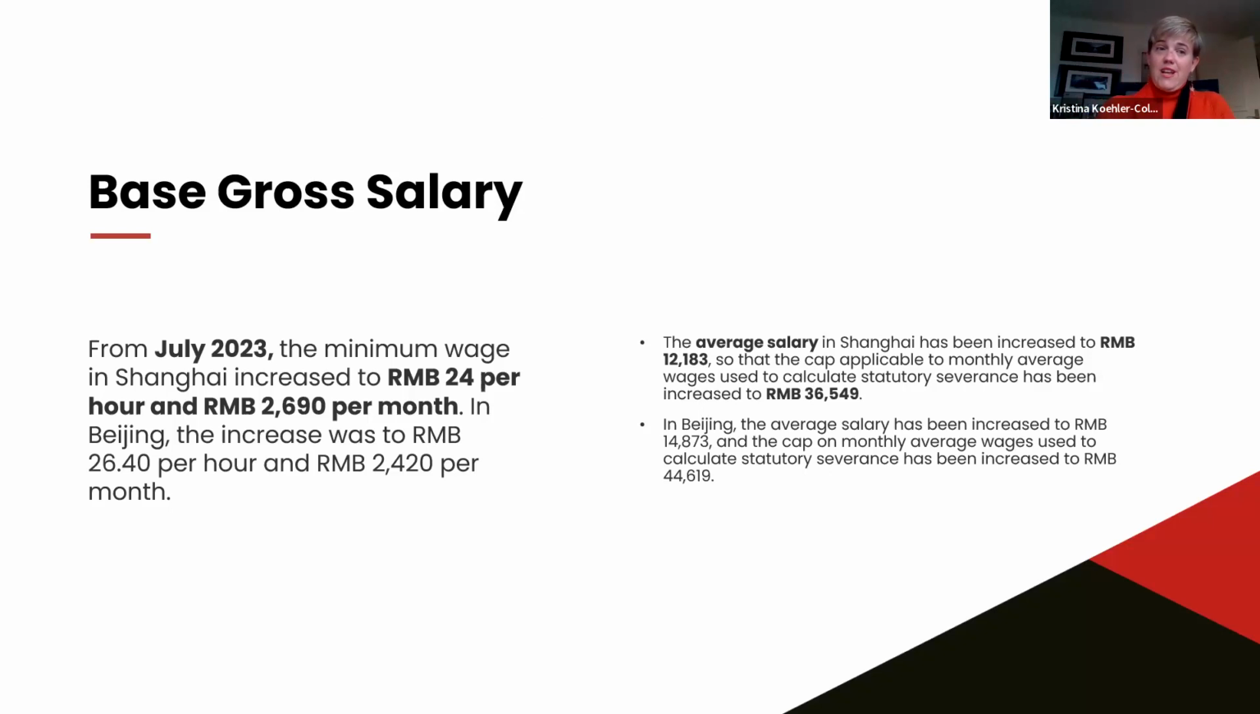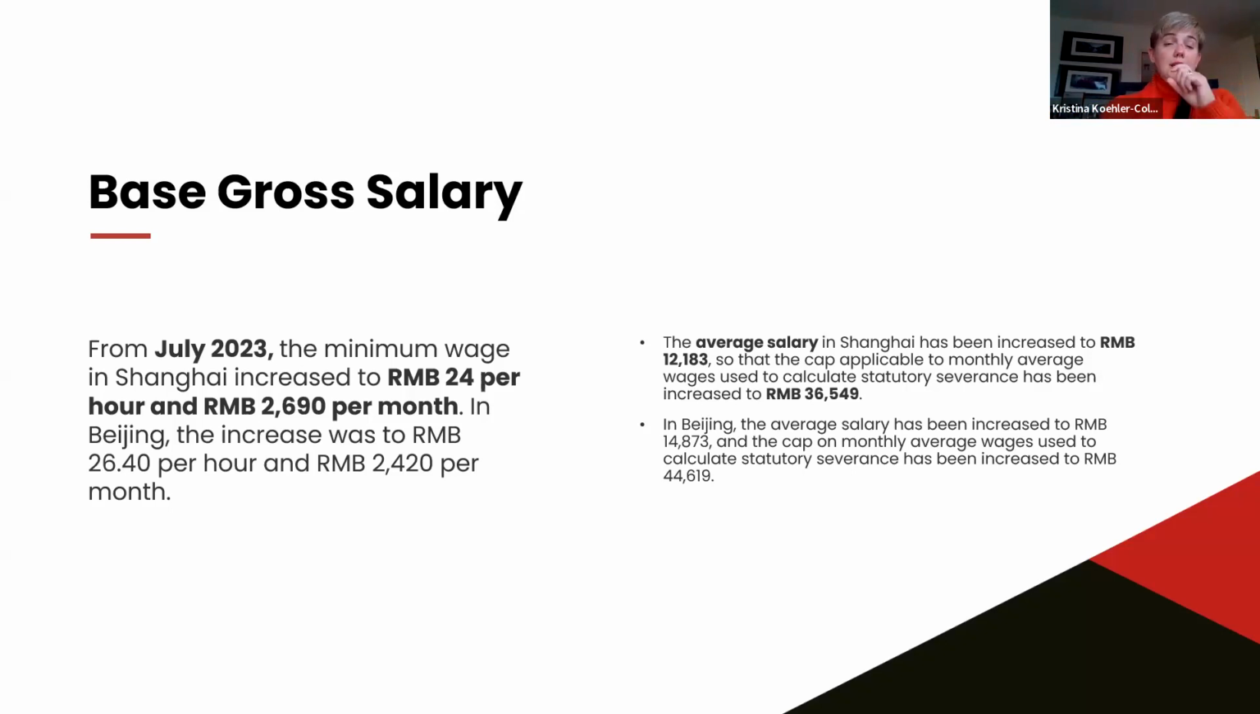I'm starting off again with the foundation. From July 2023, Shanghai has updated its minimum wage from 24 renminbi per hour to 2,690 renminbi per month. There are average salaries that have been calculated for the whole of Shanghai, which goes to a monthly salary of 12,183. That's the average monthly salary that you will see for the majority of employees in Shanghai. And there is a cap which has been looked at based on severance packages of 36,549 renminbi. Okay, I'm going into details here. These are the stats that came up. It's just, again, for you to be aware.